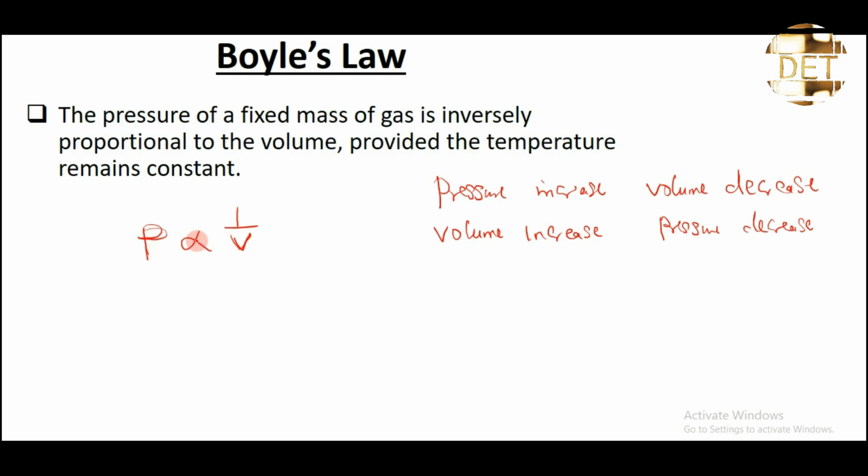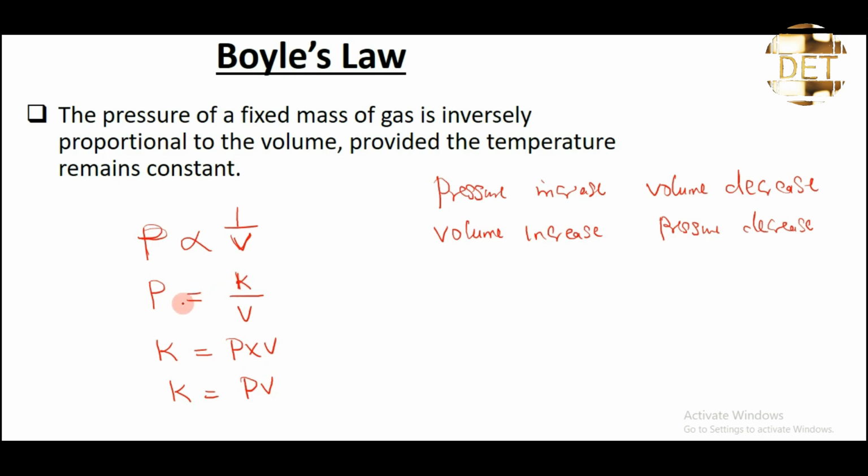In order for us to remove this sign of proportionality, we'll have to bring in a constant. So that will result in P is equal to K all over V. This constant has removed the sign of proportionality. So our K will be equal to P times V. K will be equal to PV.